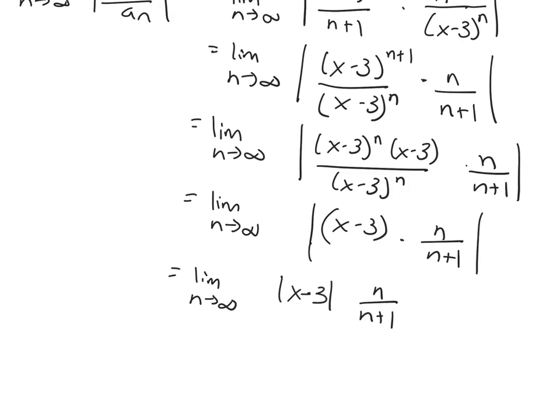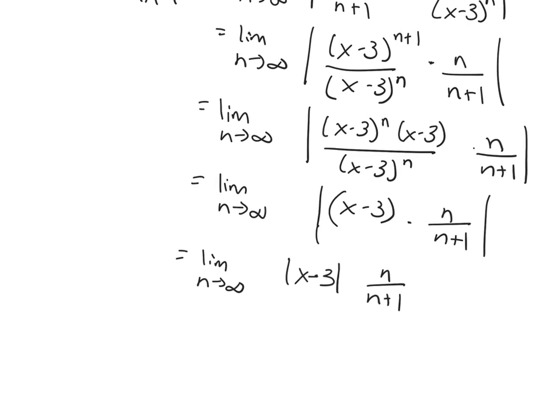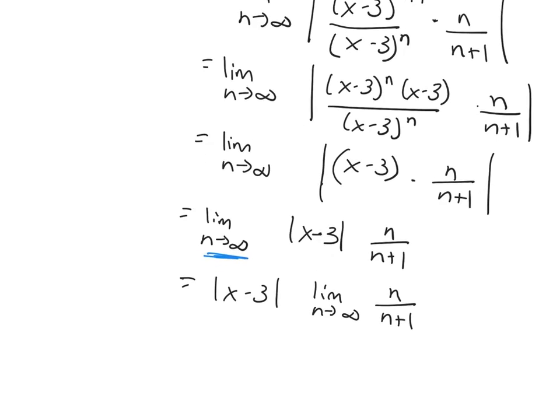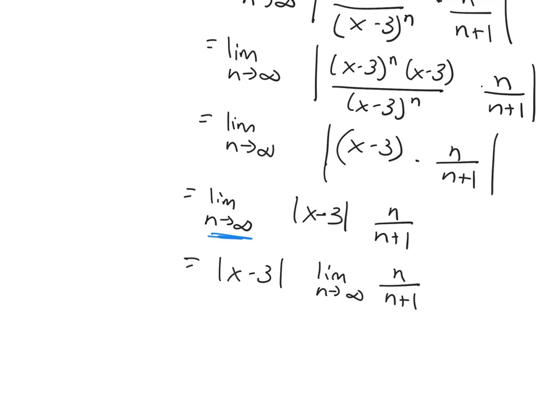So let's pull out this x minus 3 again. I'm taking the limit as n goes to infinity. So this x minus 3 looks like a constant to my limit, and so I can pull it out in front. And we want to calculate this limit now.